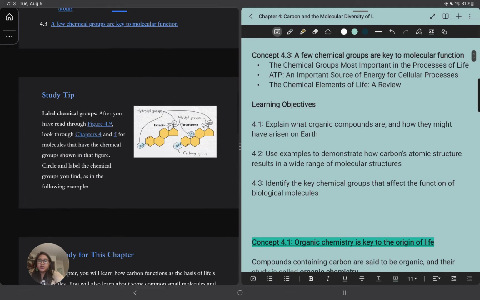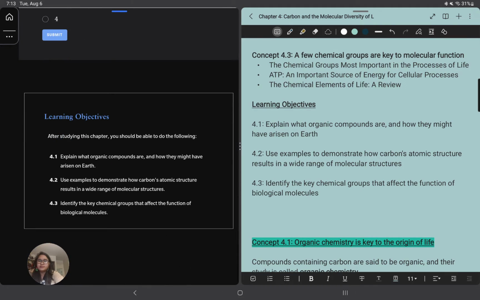And the learning objectives. After studying this chapter, you should be able to do the following. Explain what organic compounds are and how they may have arisen on Earth. Use examples to demonstrate how carbon's atomic structure results in a wide range of molecular structures. Identify the key chemical groups that affect the function of biological molecules. Okay?